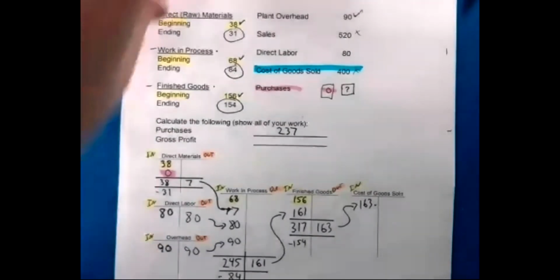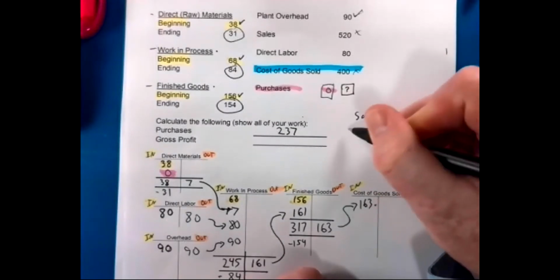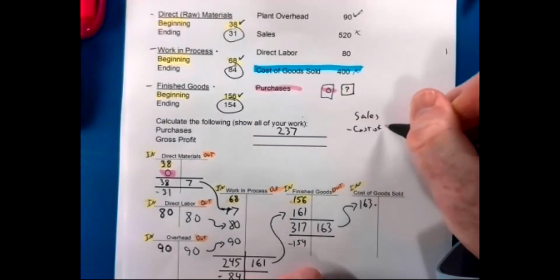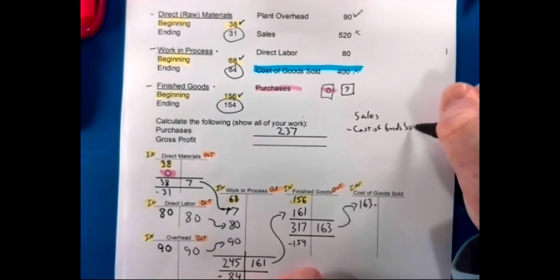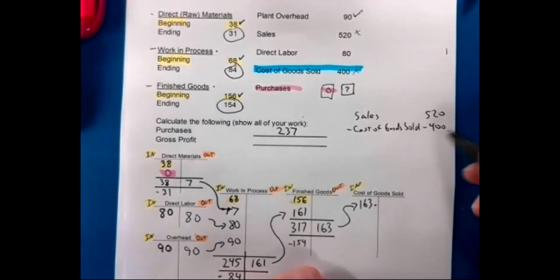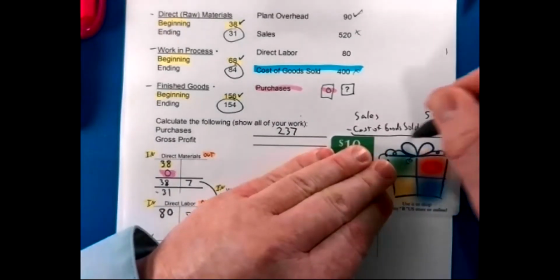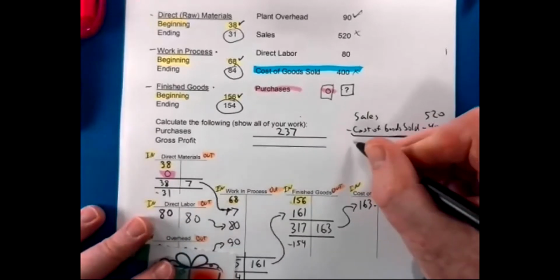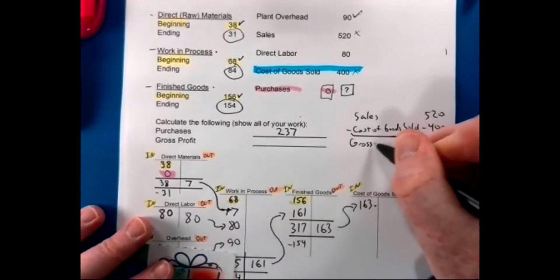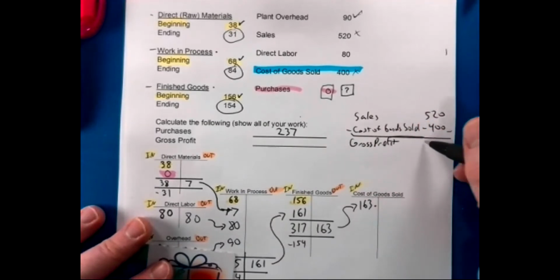Gross profit. So gross profit is our sales minus our cost of goods sold. Gross profit or gross margin.